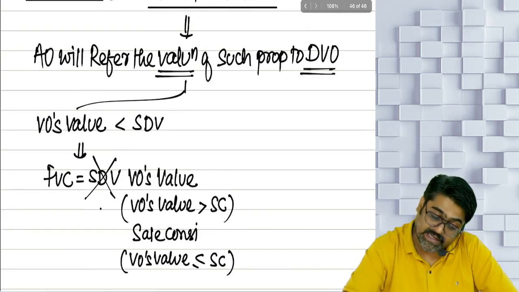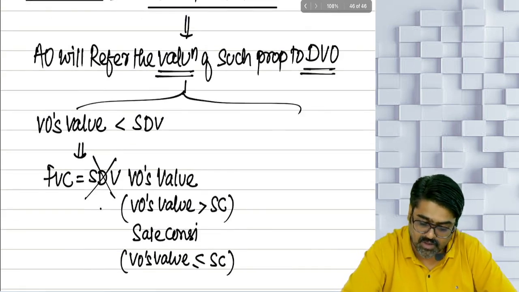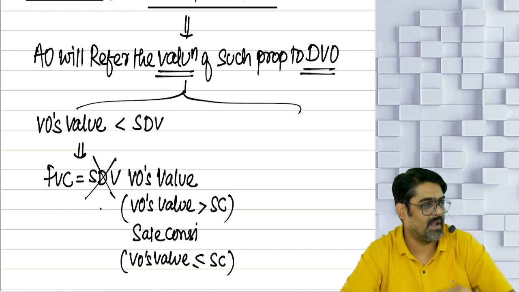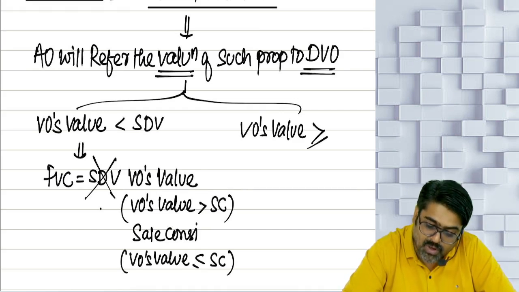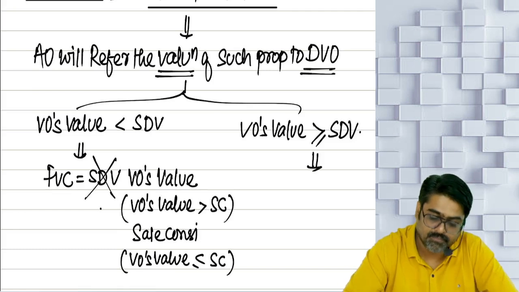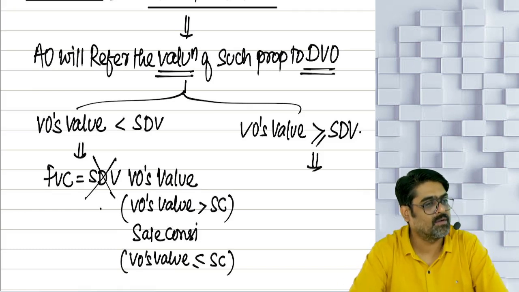But is the second case possible or not? VO determined the value, but the VO's value was actually equal to or more than stamp duty value. Actually equal to or more than. How much is the stamp duty value?